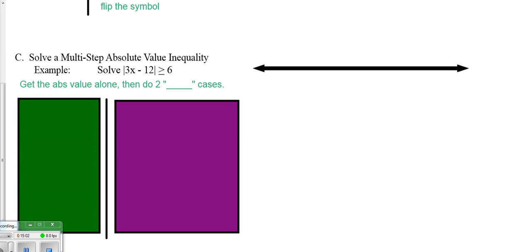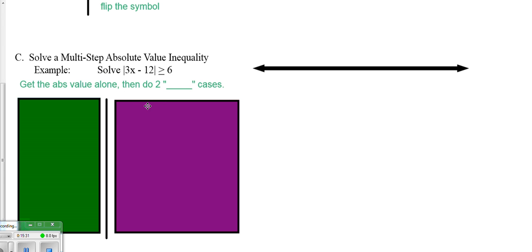All right, for our last example, we're going to solve a multi-step absolute value inequality. So this one's going to have a few steps to solve it, but in the end it should be pretty similar to what we were doing. Anytime that you are solving an absolute value inequality, you have to get the absolute value piece alone, just like we did with the equations. In this case, it is alone.